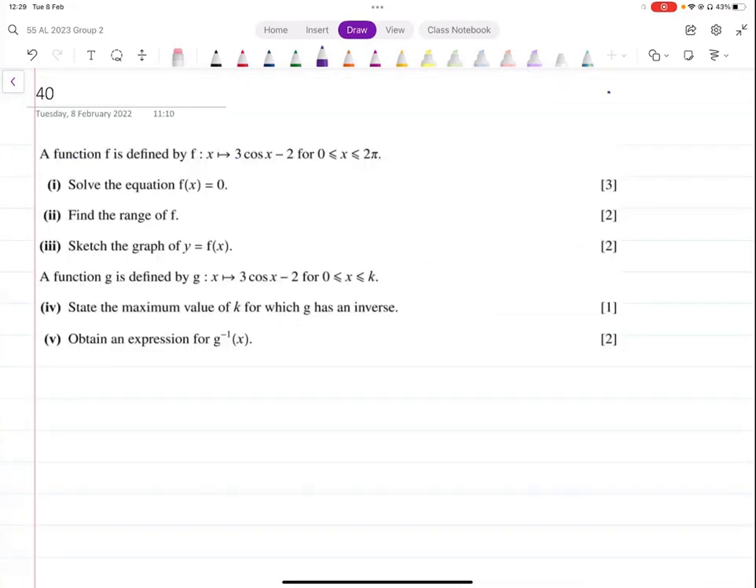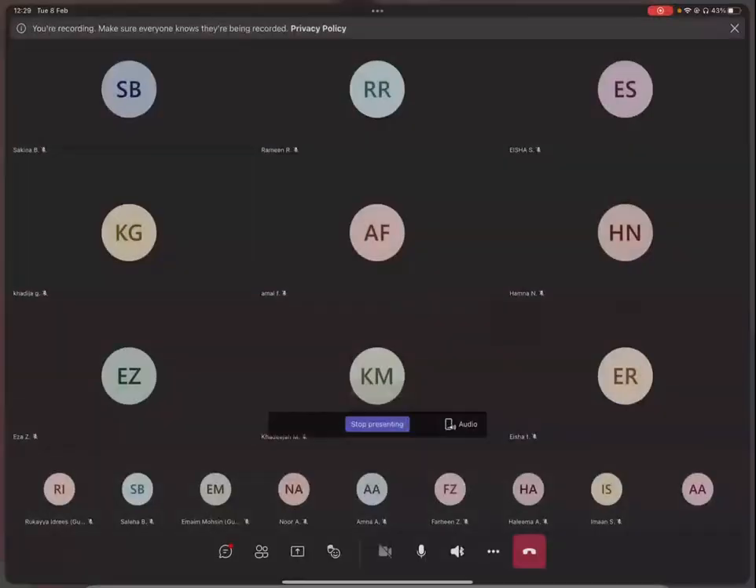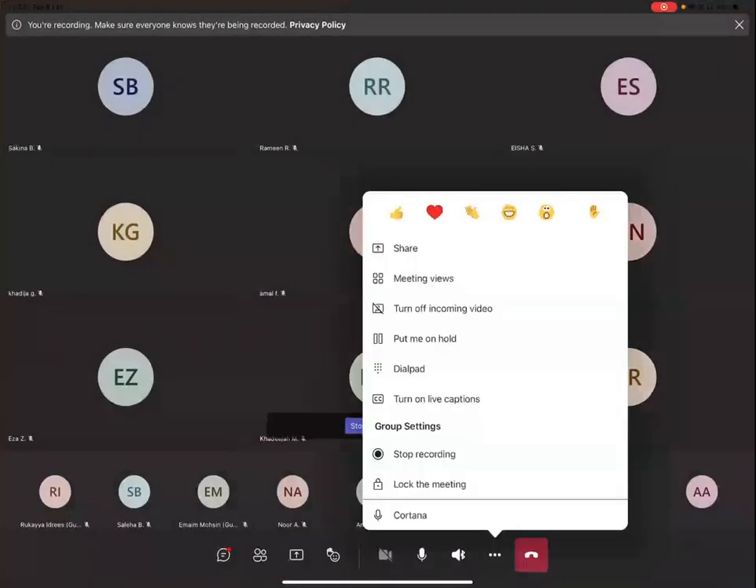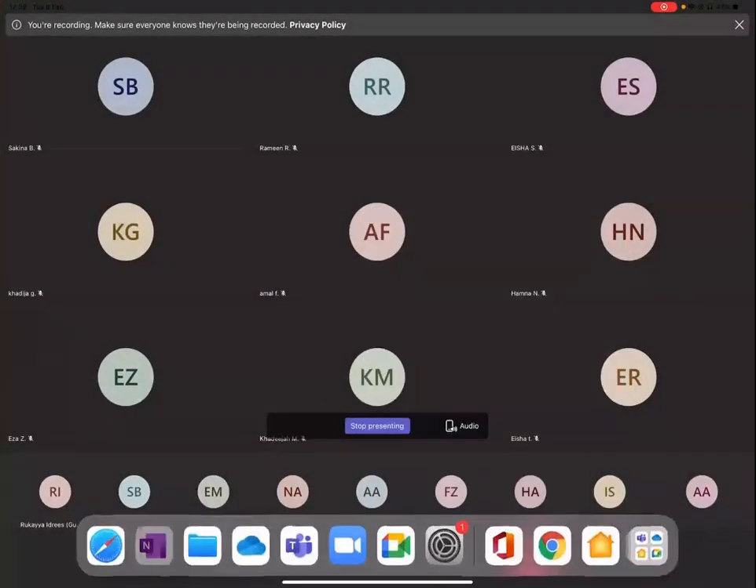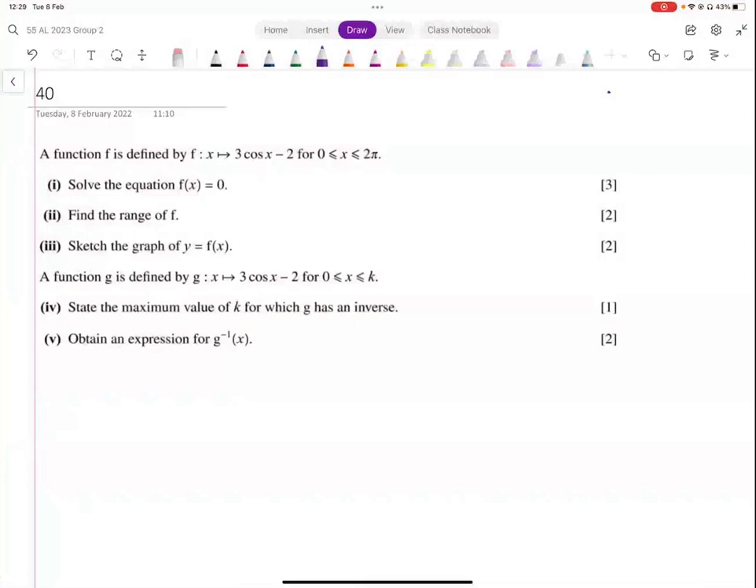Trigonometry, trigonometric functions में domain or range find करनी है. Let's start with this. So we have this function that's defined by f of x equals 3 cos x minus 2. Let's check the recording. That's still working. Okay. We have to first solve this equation. I'm not going to do all parts. The parts हमें पता है. I'm just going to ignore them. F of x equals 0.